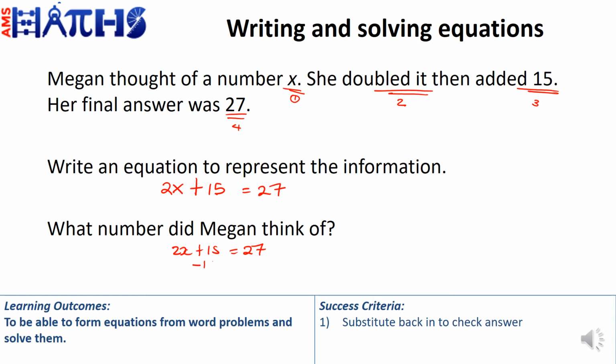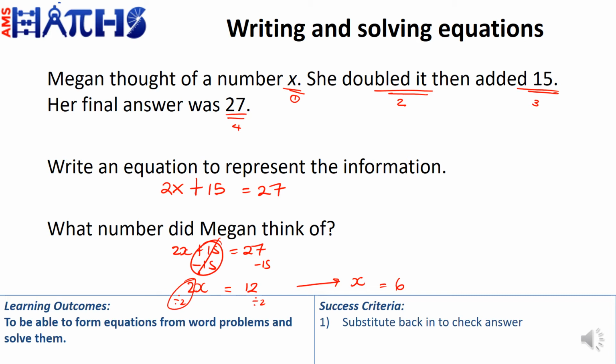So we'll subtract 15 on both sides, and so we'll get 2x on the left. 27 minus 15 is 12, and then now we'll have to divide both sides by 2. And so 2 divided by 2 is 1, which gives us 1x, and 12 divided by 2 is 6. So the number that Megan thought of was 6.